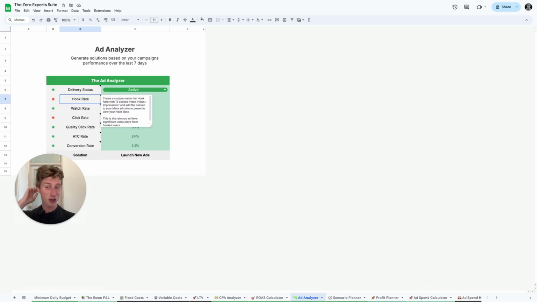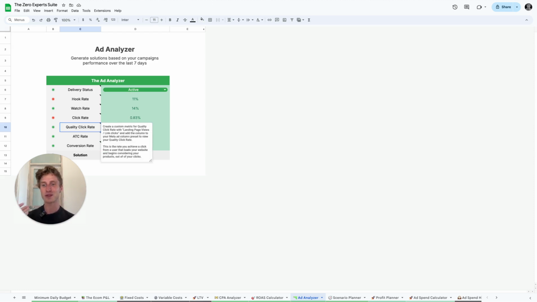So we can see here, hook rate, the rate at which we stop people's thumbs when they're scrolling, watch rate, getting considerable watch time, click rate, actually clicking through and going to our website or to our shops, right, on the marketplace. Quality click rate, how many of those people are actually navigating and looking at products and viewing content. Add to cart rate, right? How many of those people are adding a product to their cart, and then conversion rate. And then it's also generating a solution here. So I got some conditional formatting, some if statements to say, hey, based on your composition, based on these results that you put in here, you have a solution.